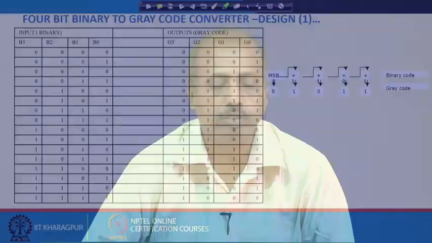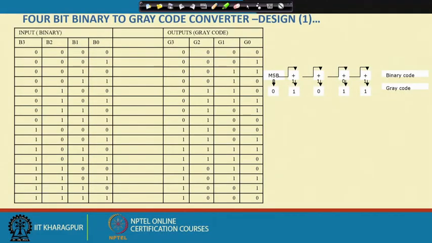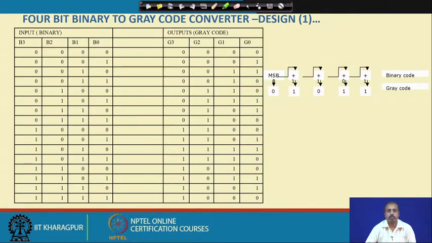Okay, so we were discussing code conversion techniques. Today we will first look into another code converter which will convert binary code to gray code. Gray code is a special type of code where the successive decimal values differ by only one bit.